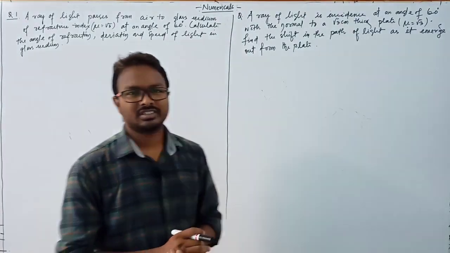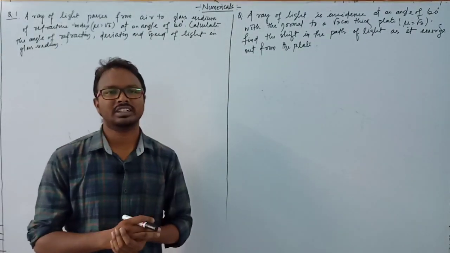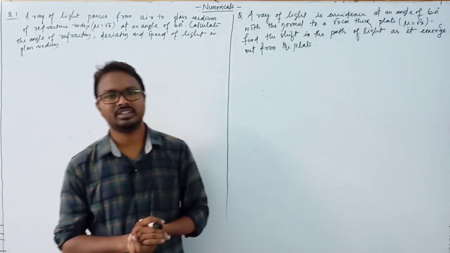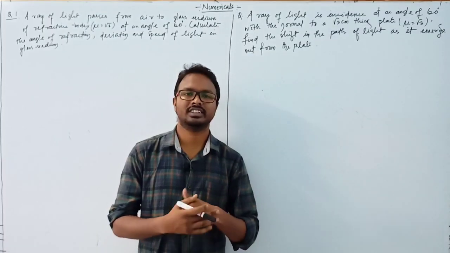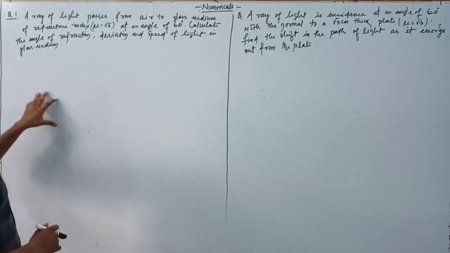Today we are going to discuss some numericals based on refraction through a glass slab. What is the relation between apparent depth and real depth, and what is critical angle? Clear? So first we will go for the first problem.